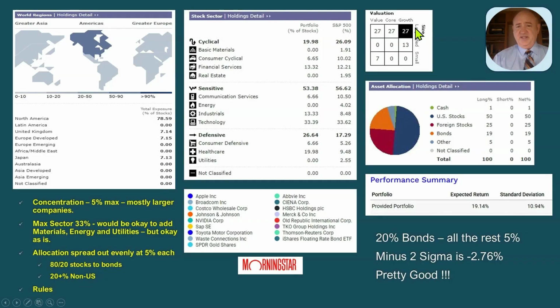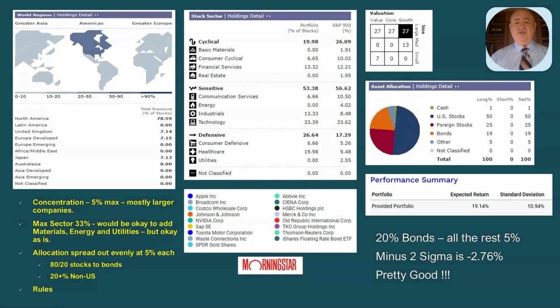We can see that we are spread out pretty good, mostly large. There's some medium, some small, and no small for Morningstar, still very big. This portfolio ended up being amazingly consistent. So the expected returns went up from 15 to 19%. Standard deviation actually came down to 10% and change. And that put the minus 2 sigma at minus 2.76.